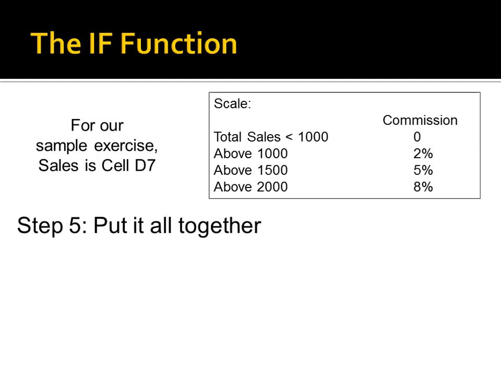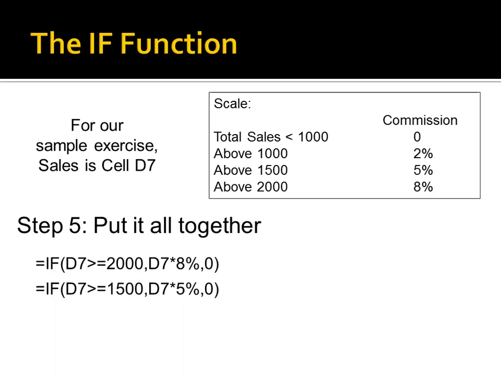Step 5, put it all together. Now what does this mean? First of all, you have created 3 separate if functions. You've done the bottom one, the above 2,000. There it is. If D7 is greater than or equal to 2,000, he gets 8%, otherwise 0.